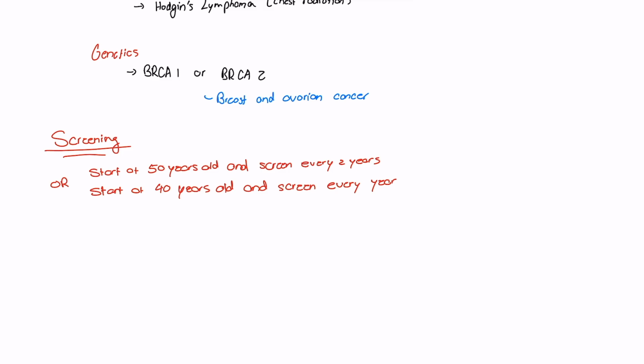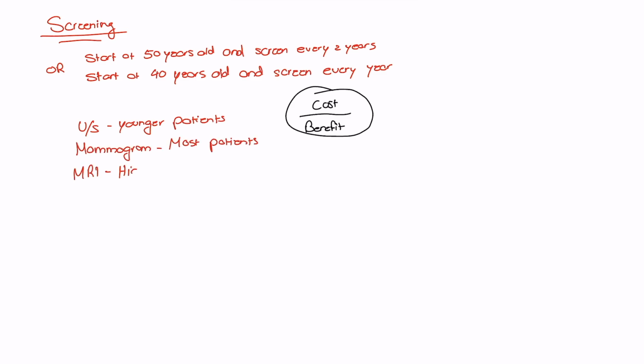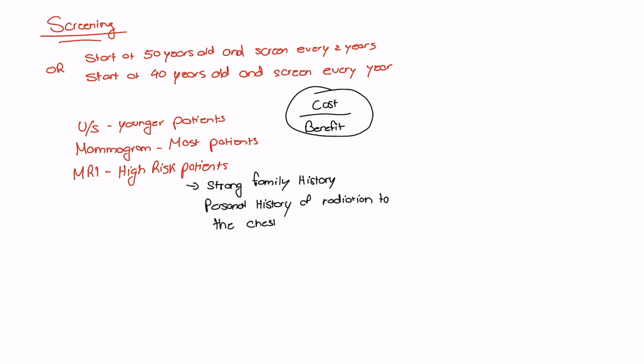Obviously, one is going to catch more breast cancer than the other, but on a national level, you should also consider the cost versus benefit ratio for doing this screening. Screening is done using ultrasound for younger patients, mammogram for most patients, and MRI for high-risk patients, such as strong family history or personal history of radiation to the chest.